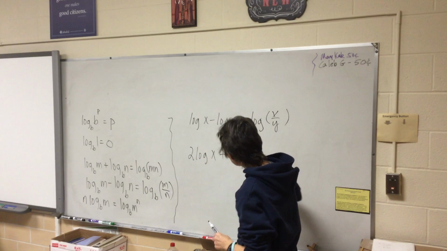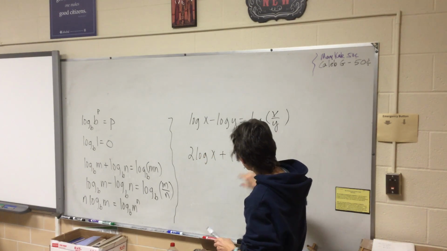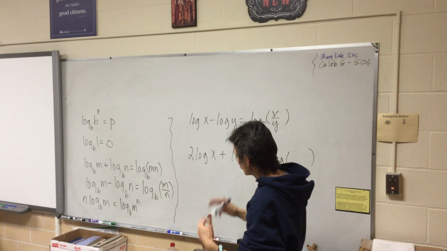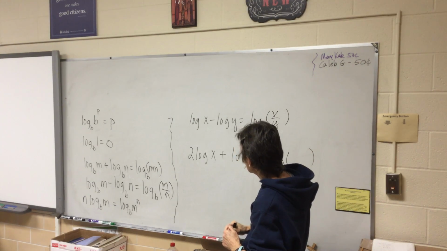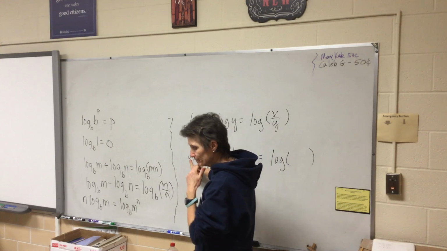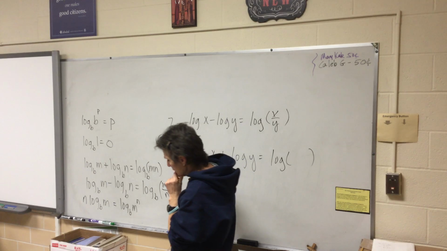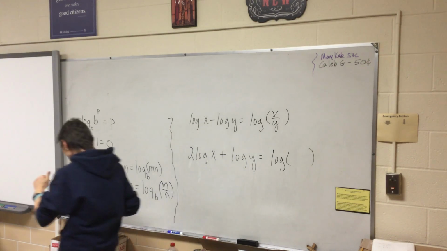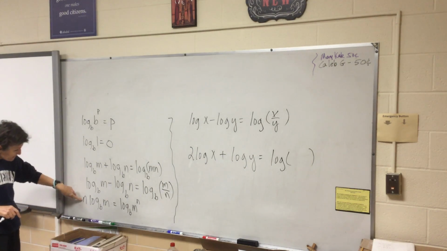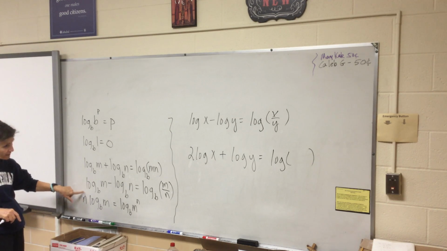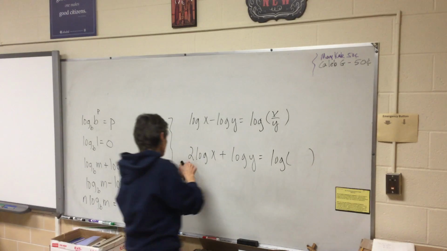Now, in order to combine these, which is what we need to do because we need one logarithm, that's our goal, that's the directions, one logarithm. I can't have this 2 here. That 2 can't be there. So who remembers what we said we could do if we had a number in front of a logarithm? What can I do with this number?